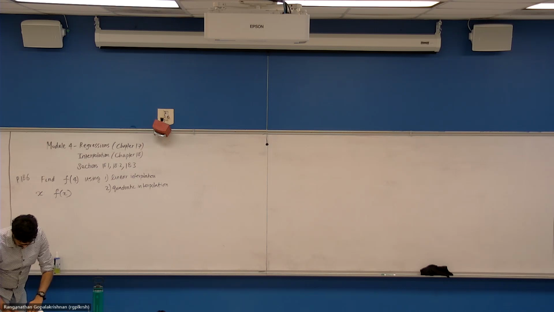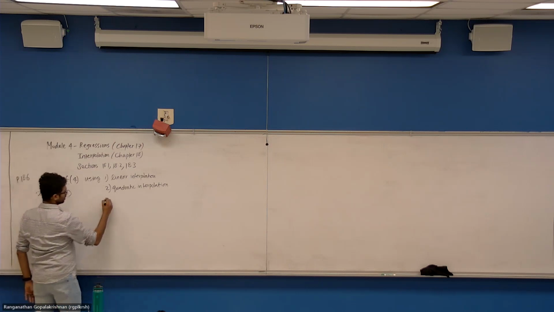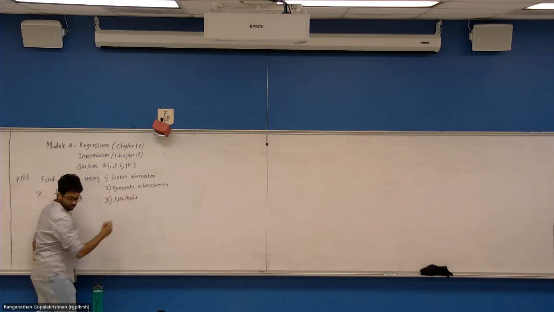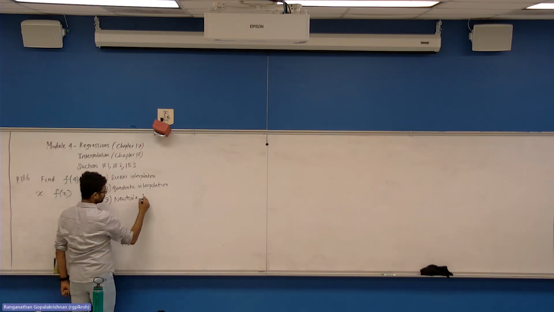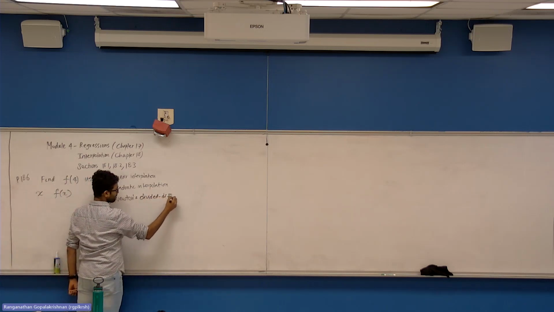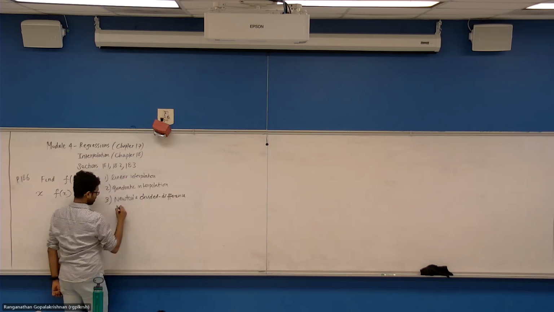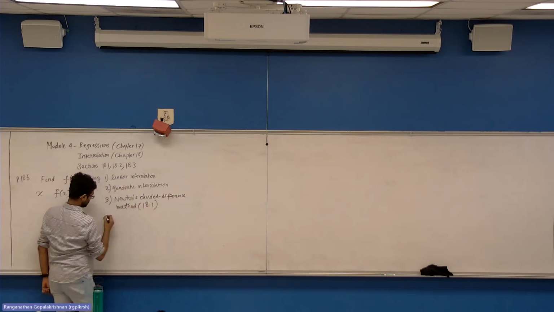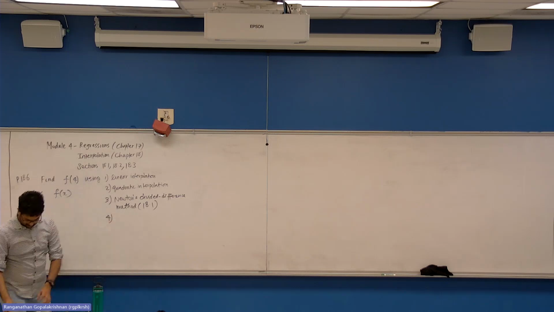Section Newton's divided difference form method. Divided difference method. This is in section 18.1. And then last method will be section 18.2, Lagrange's method.